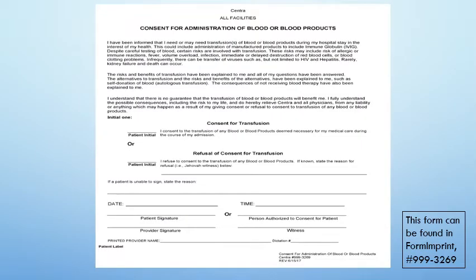This is what that consent form looks like. You can see there are 2 spots for the patient initials. Then at the bottom, there is a date, a time, the patient's signature or person authorized to consent for the patient, the provider's signature, and the witness's signature.